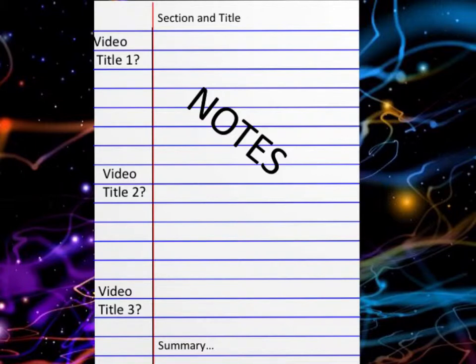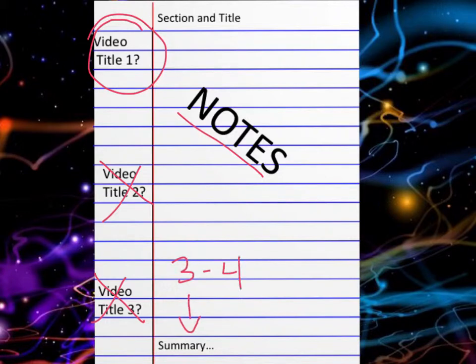Okay, here's a reminder of how your notes should be set up to take notes from this video. You're going to first have your section and title up top, and this is for section 10-5, so make sure you look up the title name. Then this is going to be video title number 1. You won't have 2 or 3. You're going to draw your notes, and then after that, you're going to review and write your summary, which should be 3 to 4 sentences in length.